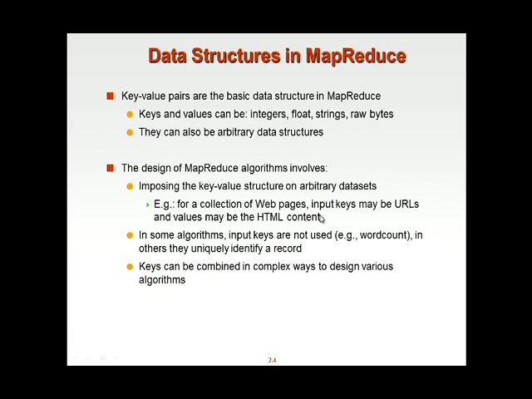The most important thing you need to know first is the data structures in MapReduce. Everything in MapReduce is managed by key value pairs. The key value pairs are the basic data structure in MapReduce. The keys and values can be integers, floats, strings, and even raw bytes. You can also define your own keys.